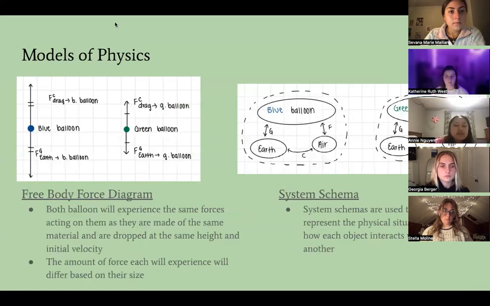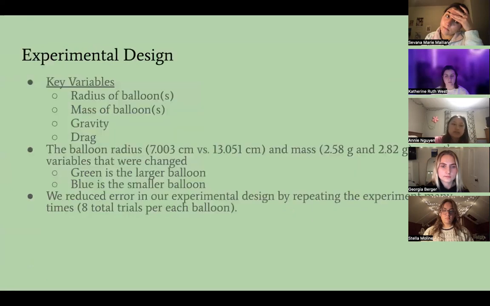For models of physics, we had two models, so a free body force diagram to visualize all the forces acting on the balloons. Both of them will experience the same forces acting on them, considering they're made of the same material and are dropped at the same height with the same initial velocity. But the amount of force each experiences differs based on their size, considering the green is bigger and heavier and the blue is smaller and lighter.